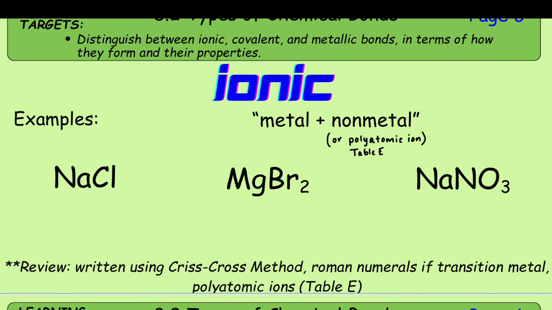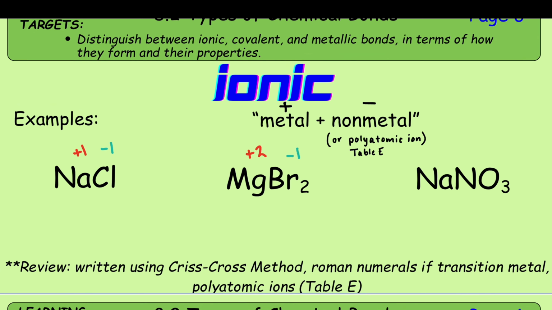All right, so here are some examples of ionic compounds, which you should be familiar with already. Typically a metal and a nonmetal, more specifically a positive ion with a negative ion, because we can sometimes have a polyatomic ion that's on Table E. Here we have sodium chloride, where sodium has a positive 1 charge and the chlorine has a negative 1 charge. Magnesium bromide, where magnesium has a positive 2 charge and bromine ions have a negative 1 charge.